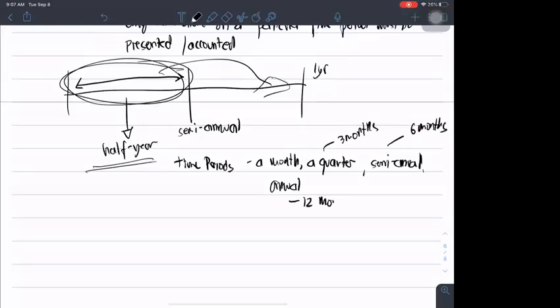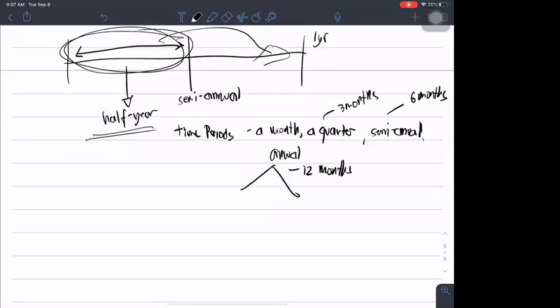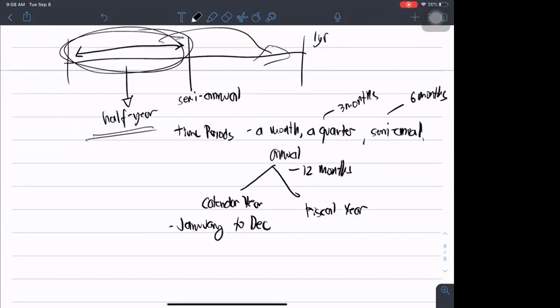Okay, your annual periods can be a calendar year or a fiscal year. An annual period is known as a calendar year or a fiscal year. If it is a calendar year, it starts from January to December. Kasi nga calendar, 12 months siya, pero January to December. Pag fiscal year naman, it is still 12 months, but not starting in January nor ending December.